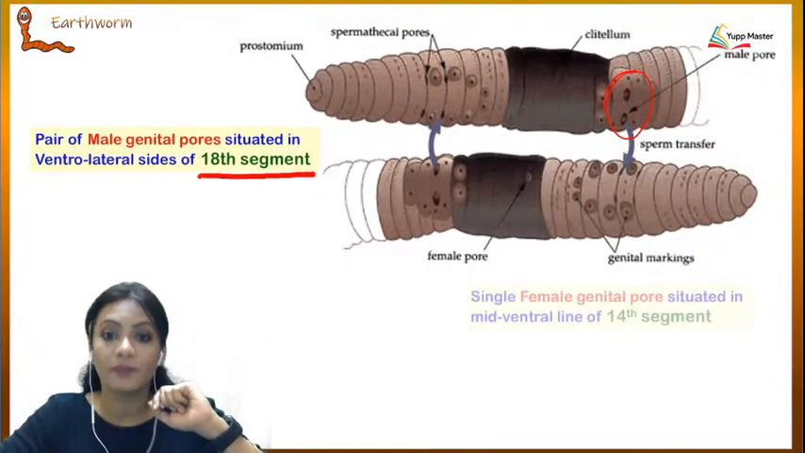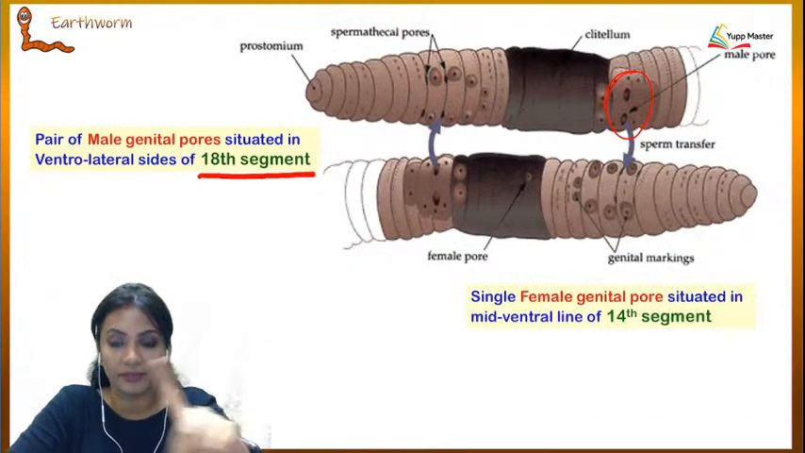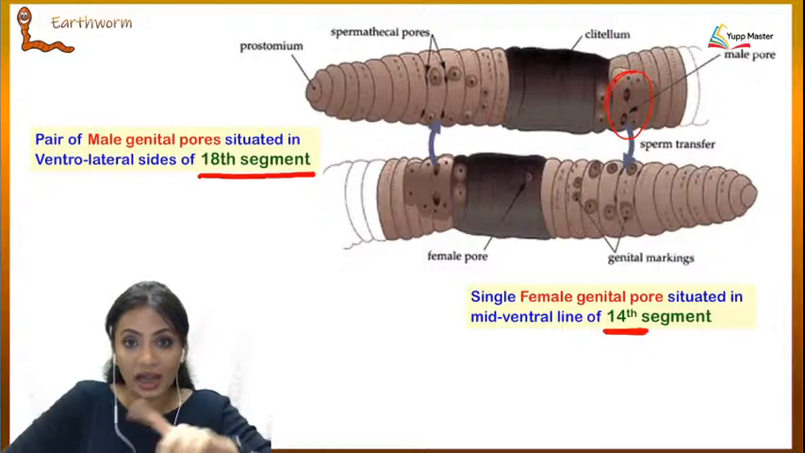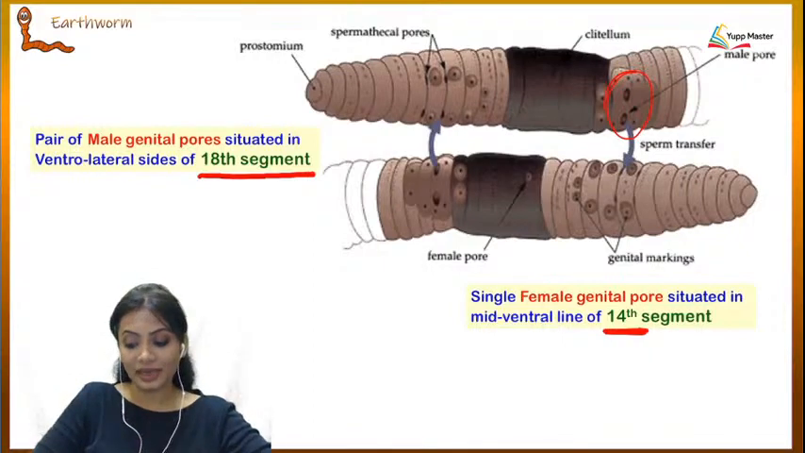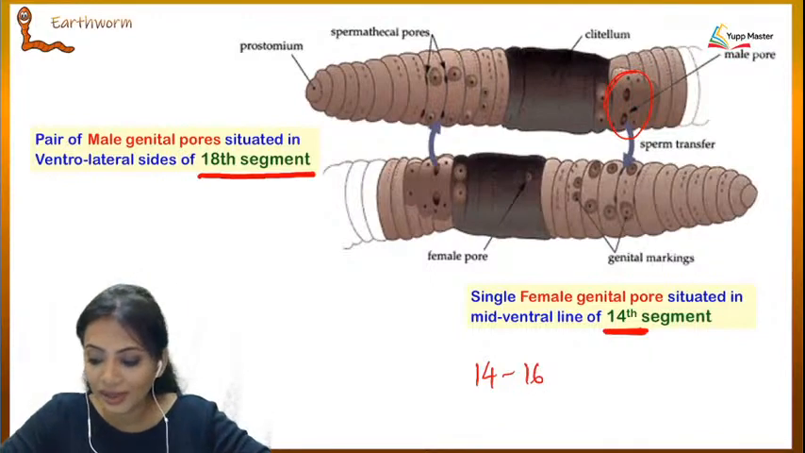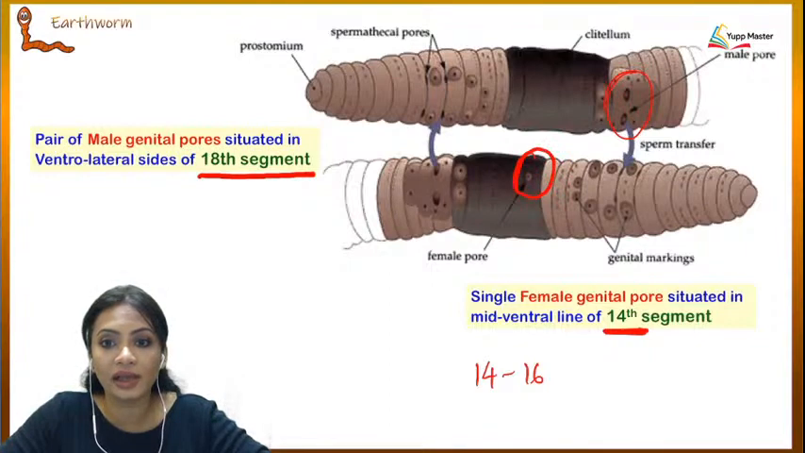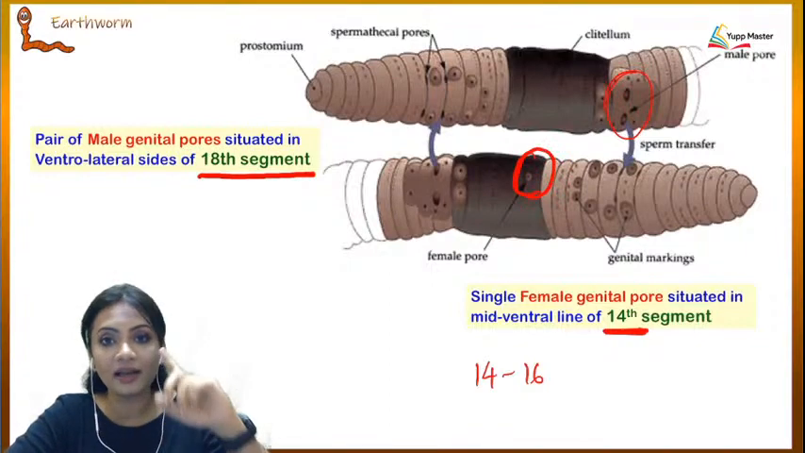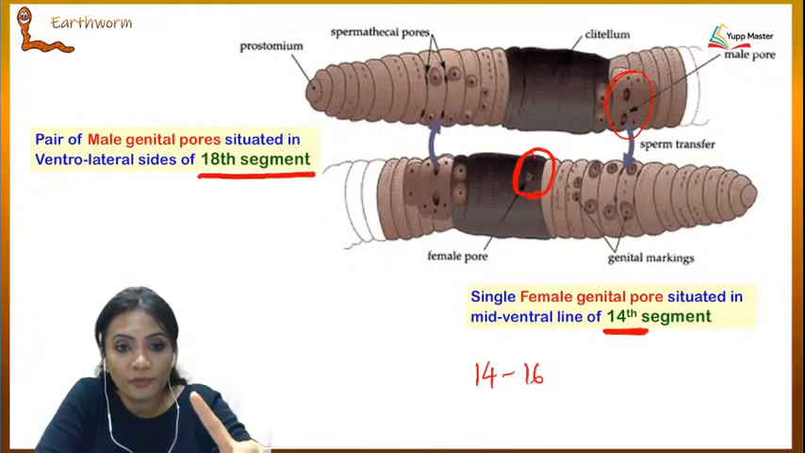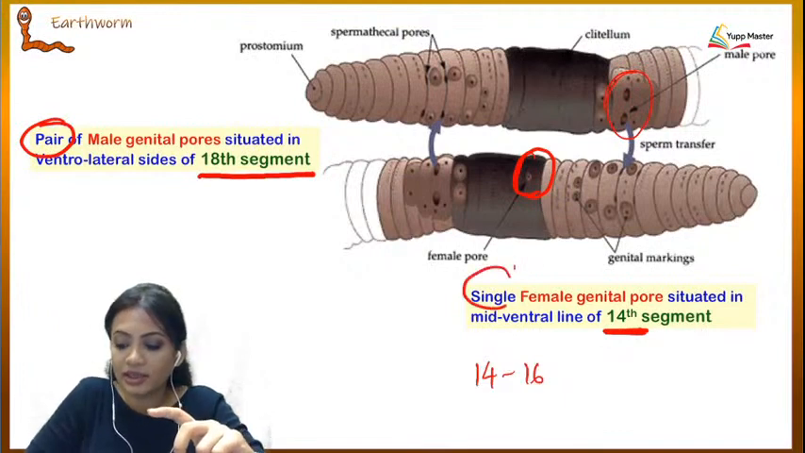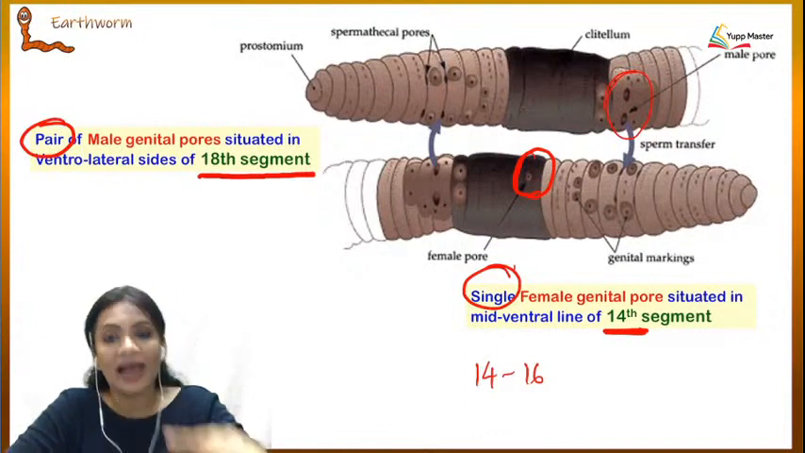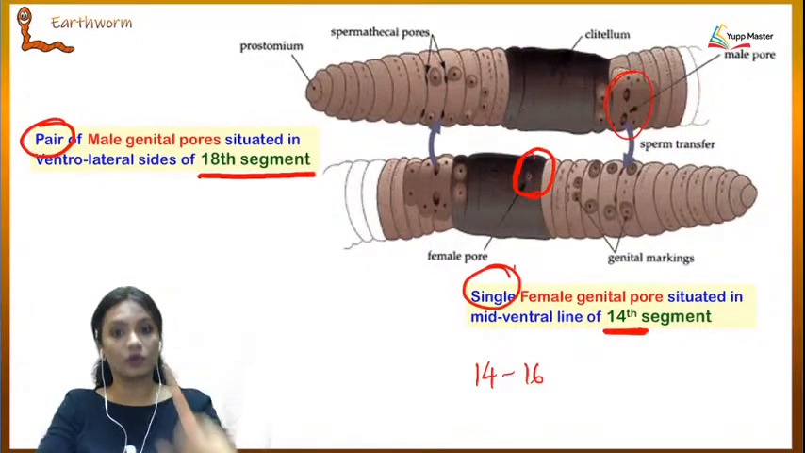What about the female ones? Female genital pore, there is only one. And where is it present? On the 14th segment. Do you remember one thing? Clitellum was present from segment number 14 till 16. So this means that on the clitellum, look at this region here, right here on the clitellum, you have one single female genital pore. So there are a pair of male genital pores, whereas there is only a single female genital pore. The male genital pore is on the 18th segment and the female single genital pore is on the 14th segment.